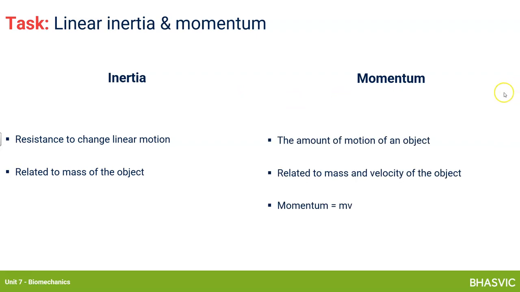Momentum, hopefully again you remember, is the amount of motion an object has, and it is related to two things: one, its mass, and two, the velocity the object is travelling at. If it's got a greater velocity, it will have greater momentum. If it's a bigger mass, it has bigger momentum, and vice versa.